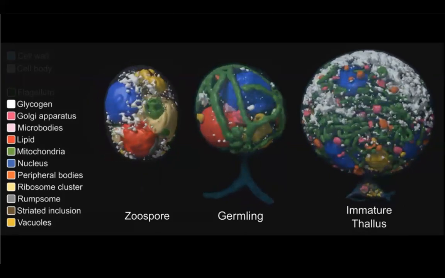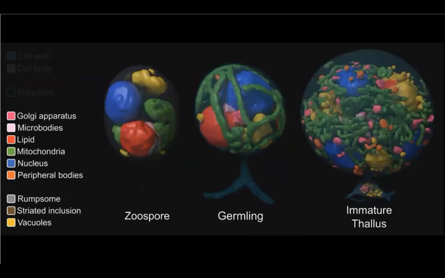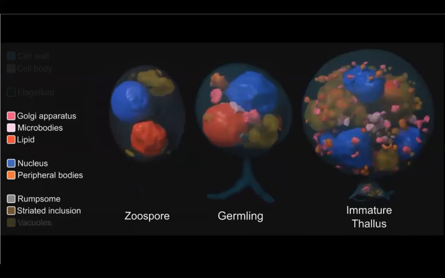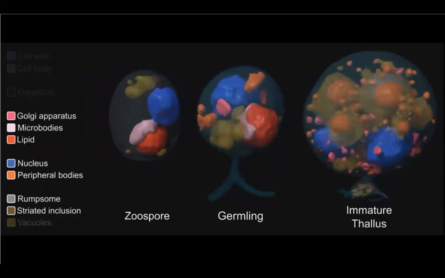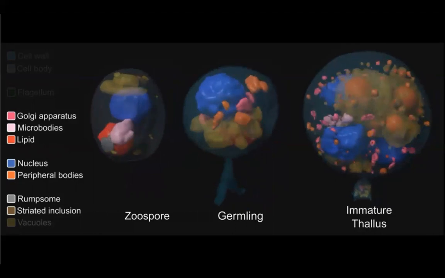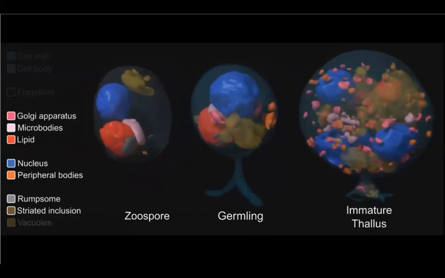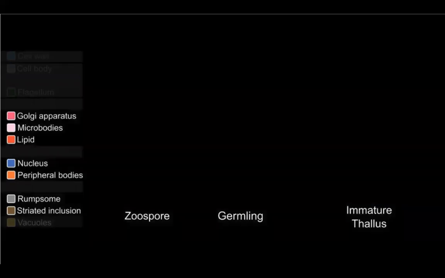So we cut off the flagellum and we cut off the rhizoids. So now we've just got the Golgi, microbodies, lipids, nucleus, peripheral bodies, rumposome, striates, conclusions. These different structures that we find. Okay.